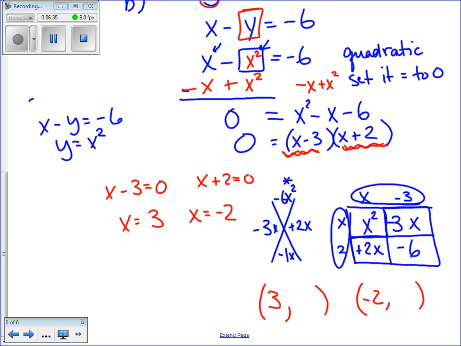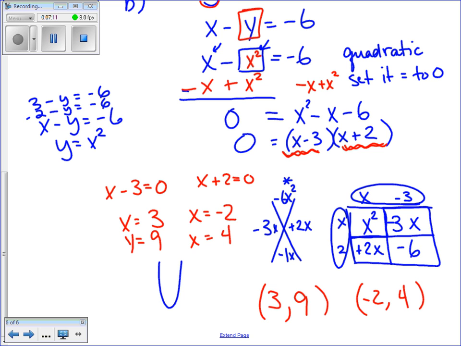So if x is 3, 3 minus what equals negative 6? The answer is 9. So when x is 3, y is 9. And when x is negative 2, negative 2 minus what equals negative 6? And the answer there is 4 when you solve it. So my two answers are (3, 9) and (negative 2, 4). There's two places where those graphs intersect. And remember, that makes sense because one is a parabola and the other one's a line.